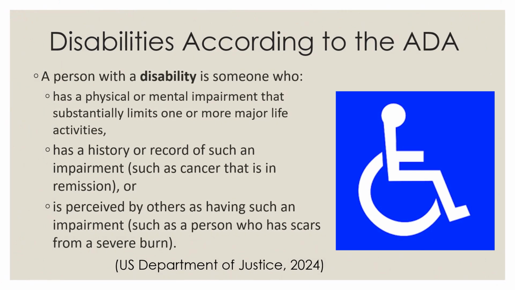Disabilities according to the ADA. A person with a disability is someone who has a physical or mental impairment that substantially limits one or more major life activities, has a history or record of such an impairment, such as cancer that is in remission, or is perceived by others as having such an impairment, such as a person who has scars from a severe burn.